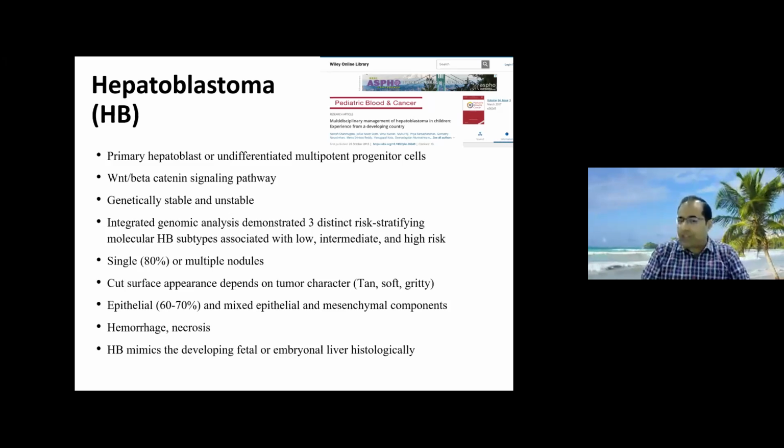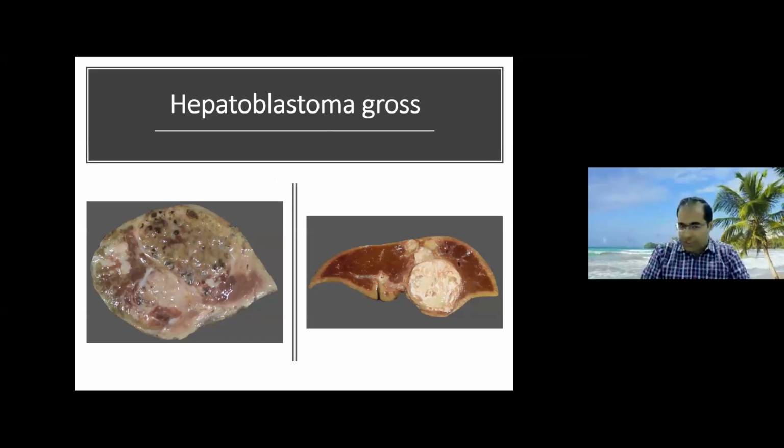microscopically these tumors mimic the fetal or embryonic liver histologically. They recapitulate hepatic ontogenesis. So these are the gross pictures of hepatoblastoma. You can see the viable tumor. These are the epithelial areas. These are the viable epithelial areas.